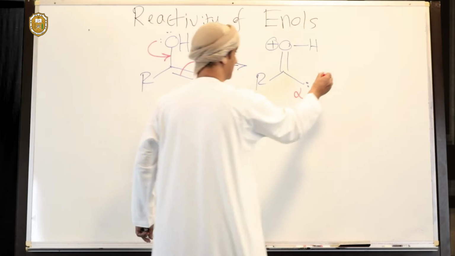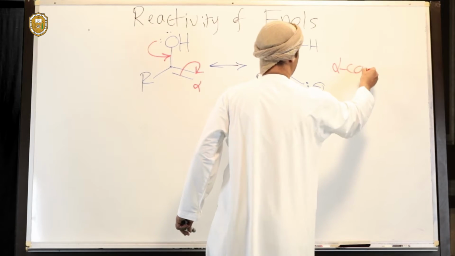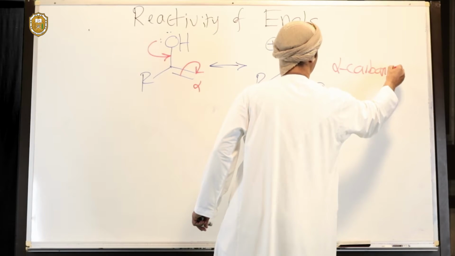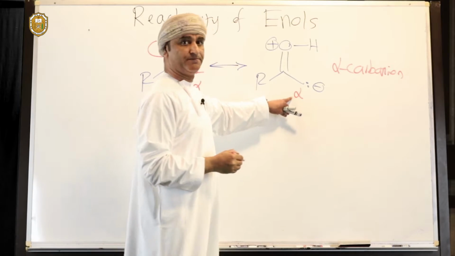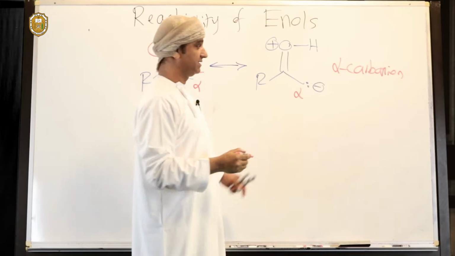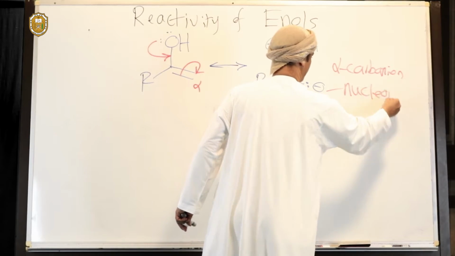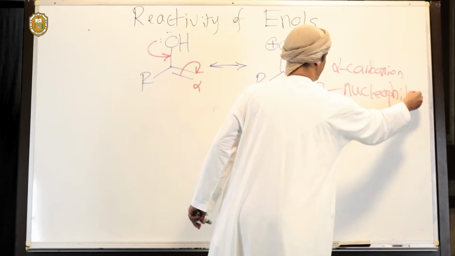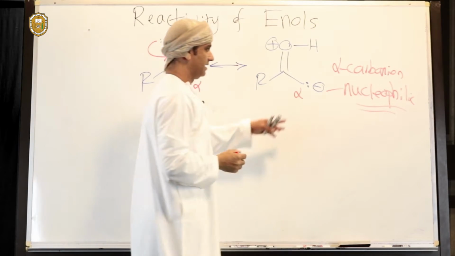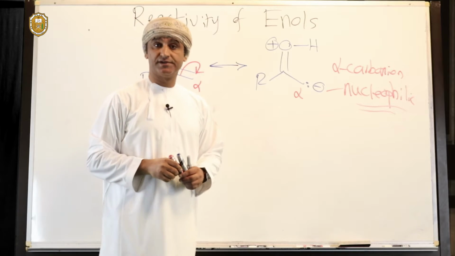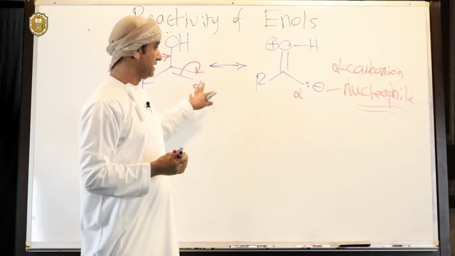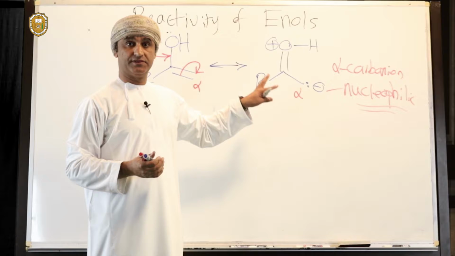This is also called alpha carbonyl because there is a carbonyl on the alpha carbon. It is nucleophilic because it has a negative charge. So this carbon is nucleophilic. So that's why enols are nucleophilic, because of this resonance. They are nucleophilic at the alpha carbon.